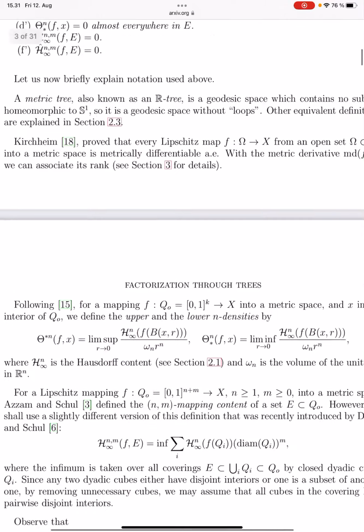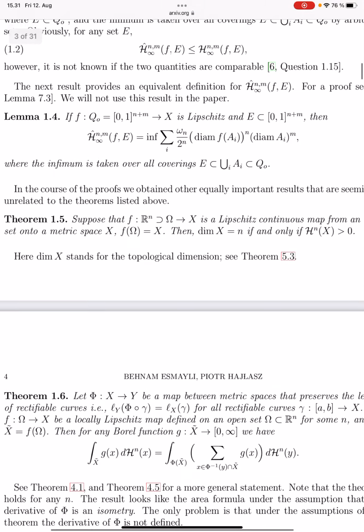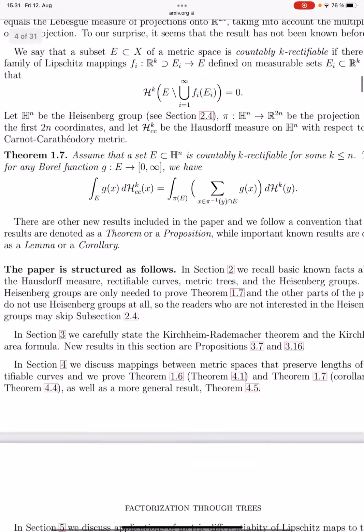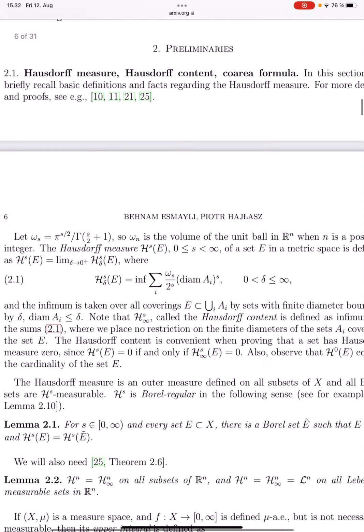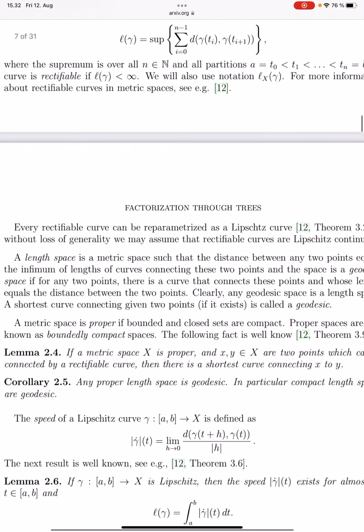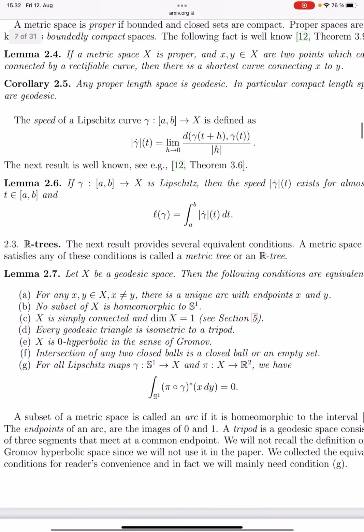Okay, of course I don't want to talk about the main result of the paper. As I said, I want to introduce you to the notion of metric trees.